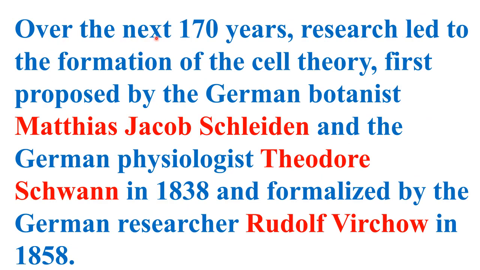Over the next 170 years, research led to the formation of the cell theory, first proposed by the German botanist Matthias Jakob Schleiden and the German physiologist Theodor Schwann in 1838, and formalized by the German researcher Rudolf Virchow in 1858.